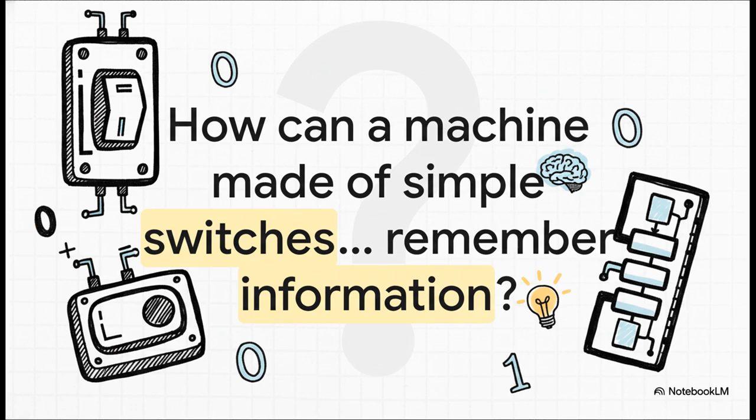So think about this for a second. We all know computers are basically just billions of super simple on or off switches. But how? How do you get a bunch of switches that can only say yes or no to actually remember something? How can it hold on to a piece of information even for a split second?